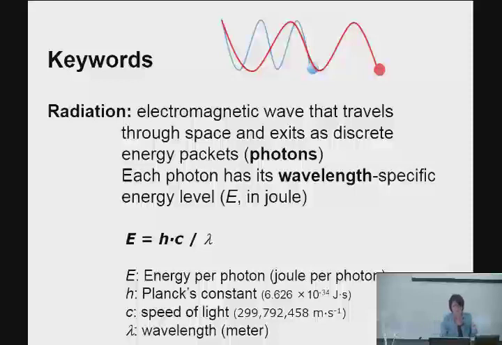And what is wavelength? If you look at this red radiation, red light, it has a relatively longer wavelength. Wavelength is the distance between peak and peak, so one cycle. That's the wavelength.